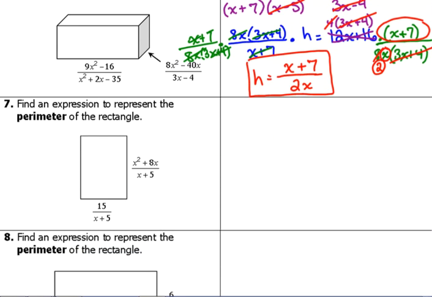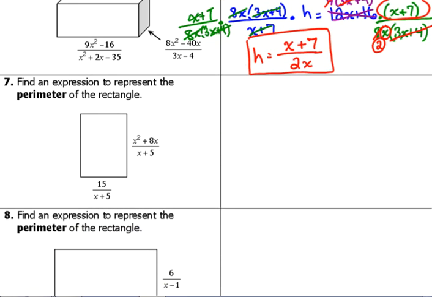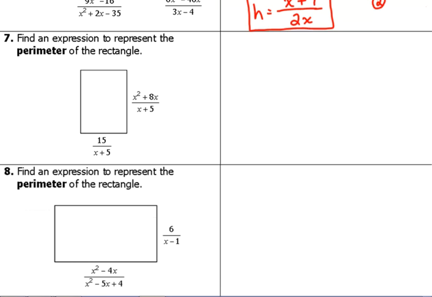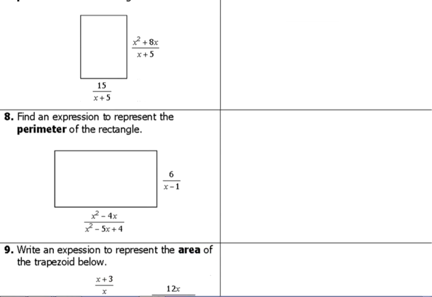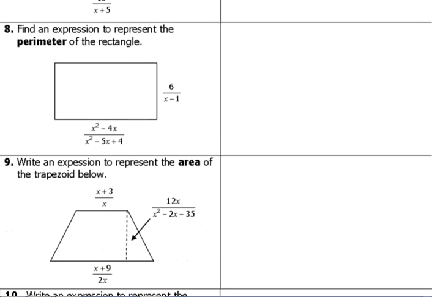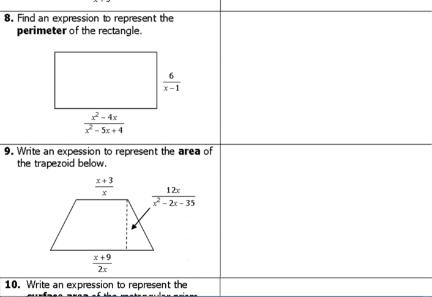Number 7, perimeter. How do we find perimeter? Add up all the sides. They only give us 2 sides though. They're the same size. Okay, this gets doubled and then this one gets doubled as well. So I'm not going to do number 7 because they have like denominators. I am going to do number 8 because they do not have like denominators.